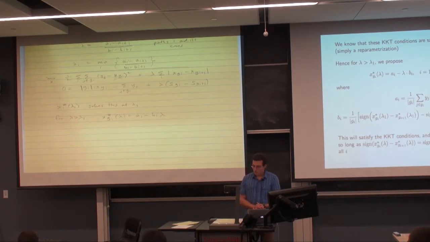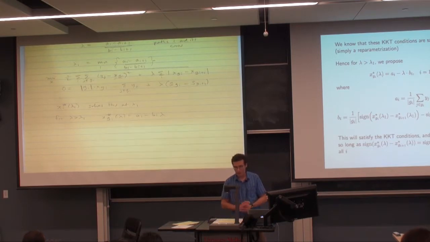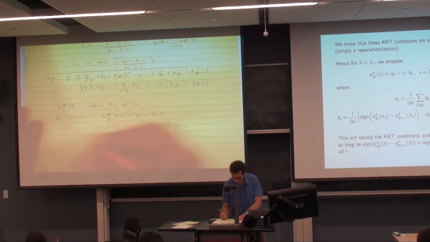Okay, and now what am I going to choose for AI and BI? Well, I have the formulae down here on the paper, but it's really very simple. We just look at the KKT conditions, and we reverse engineer what AI and BI should be so that they're set equal to 0.